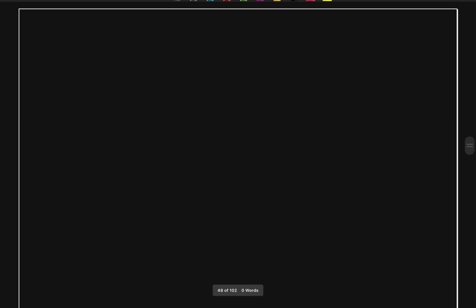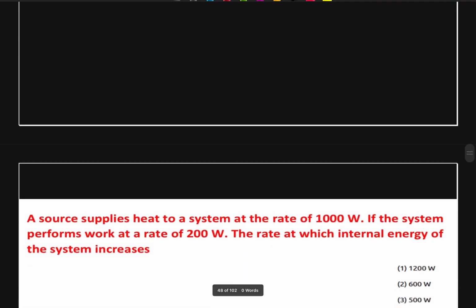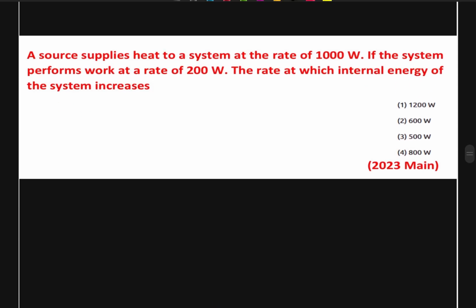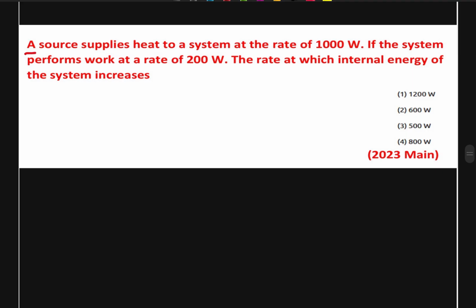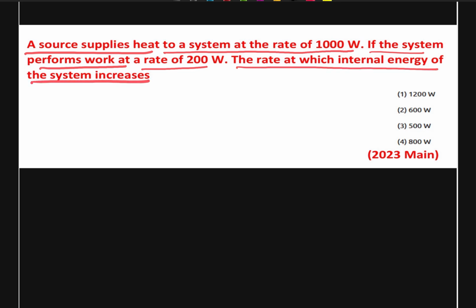Next question. It states that a source supplies heat to a system at a rate of 1000 watt. If the system performs work at a rate of 200 watt, the rate at which internal energy of the system increases.